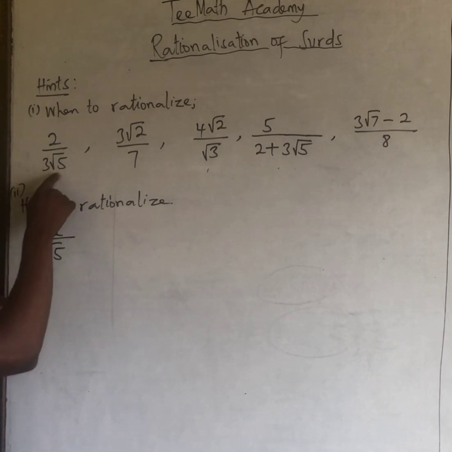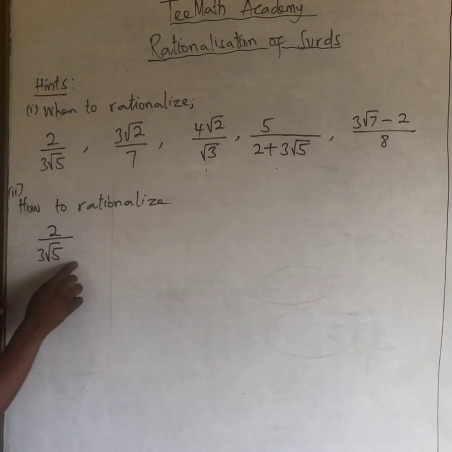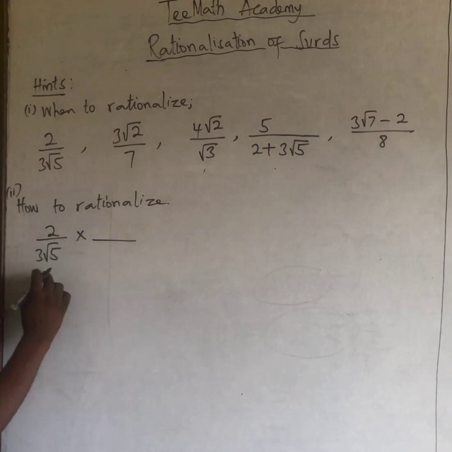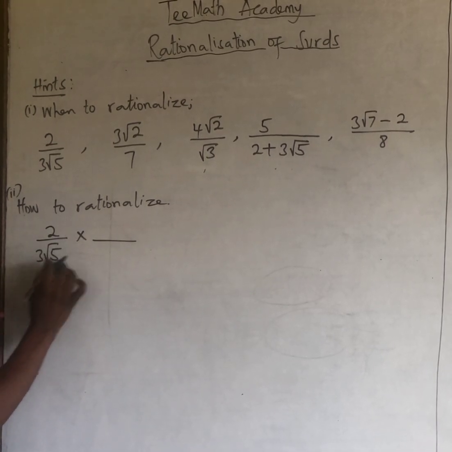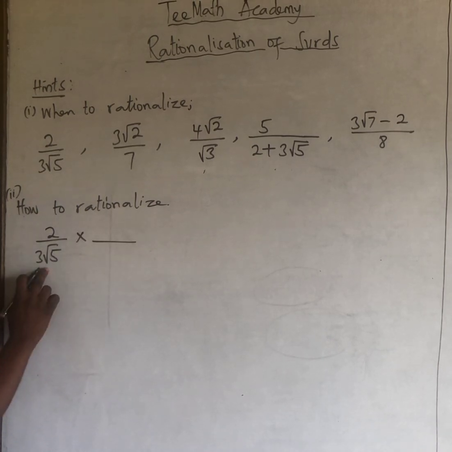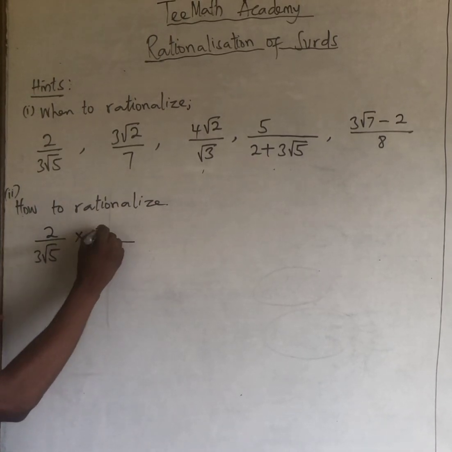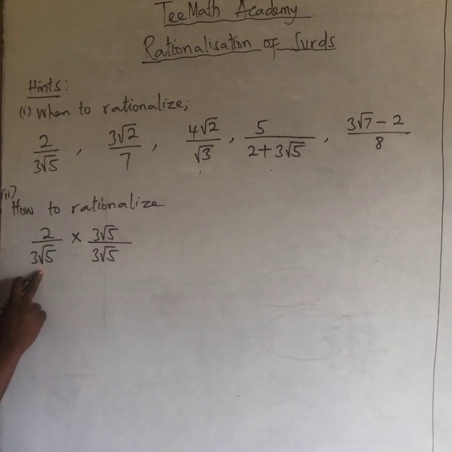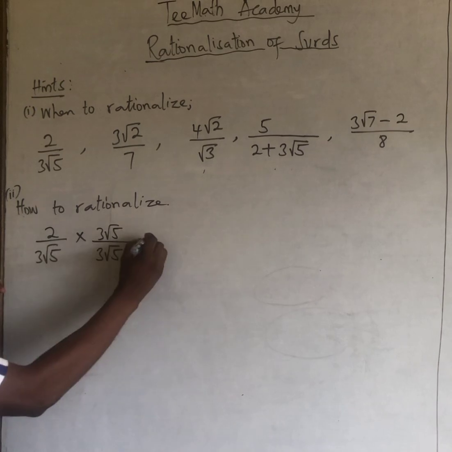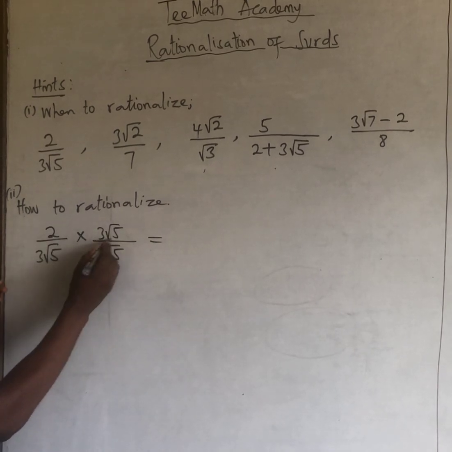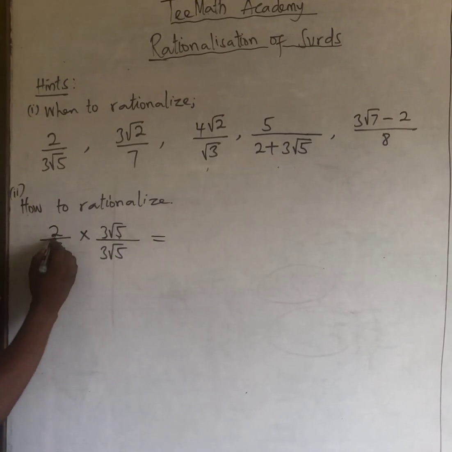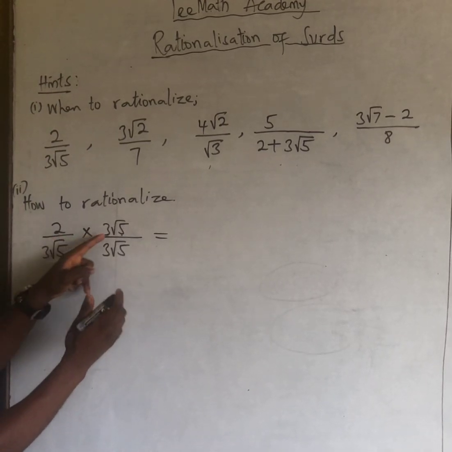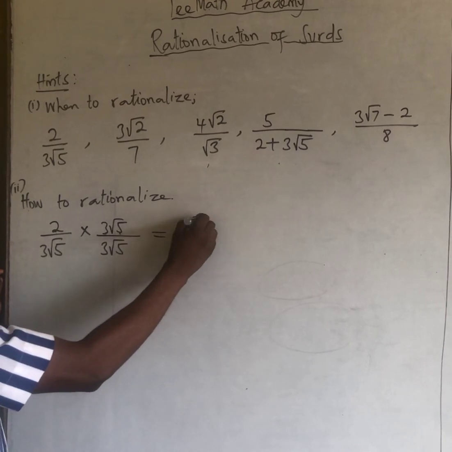If you look at this expression here, we have 2 over 3 root 5. I'm going to create another fraction, with this denominator as the numerator and denominator. So that will be 3 root 5 over 3 root 5, the same thing. So how do we achieve that? I will now multiply. So 2 times these 2. The 2 does not have a surd, so it will multiply this, that is 6. Then the root 5, because they are together. So 2 times 3 root 5 gives me 6 root 5.